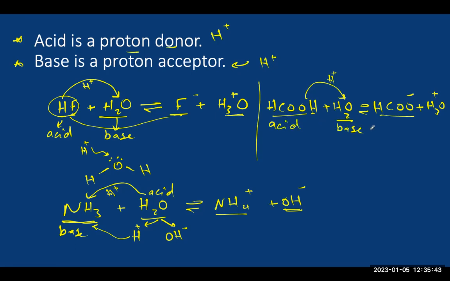So we can classify the substances according to Bronsted and Lowry to acid and base, according to which one will donate the proton and which one will take the proton.